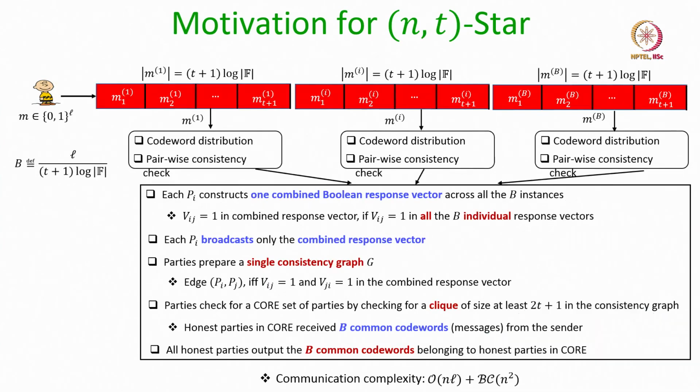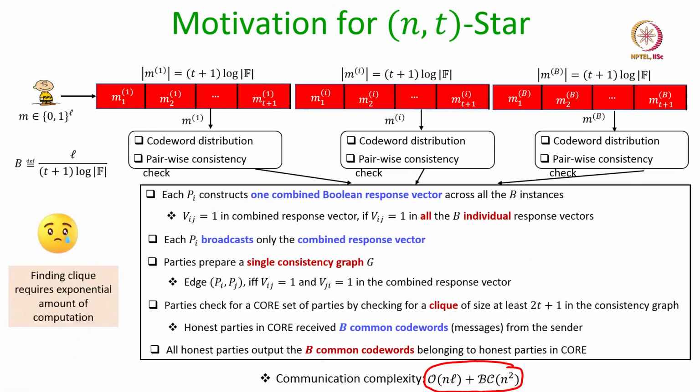Okay. So, recall the domain extension protocol that we had discussed in the last lecture with asymptotically communication cost of order of NL bits. There the parties need to check whether there exists a clique of size at least 2t plus 1 in the consistency graph, and that step requires the parties to perform exponential amount of computation. The main motivation for studying NT star is that we will instead check whether a core exists or not by checking whether an NT star is present in the graph or not.